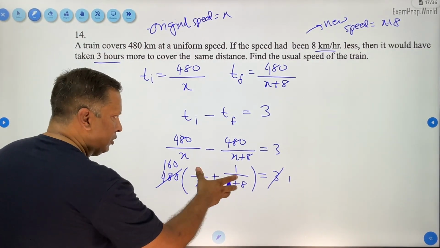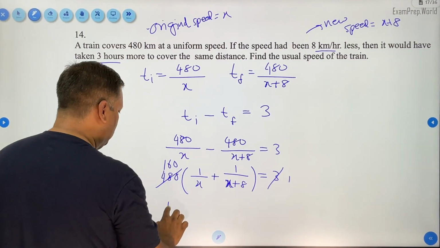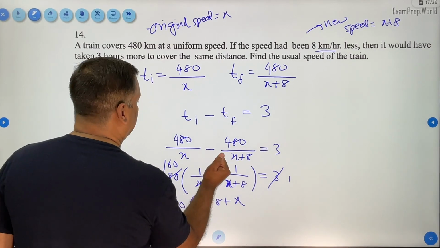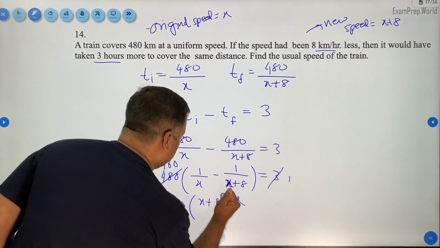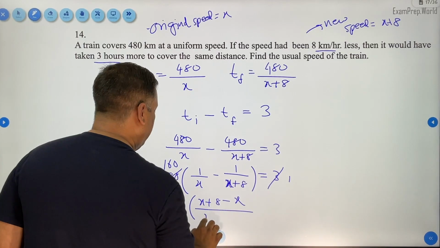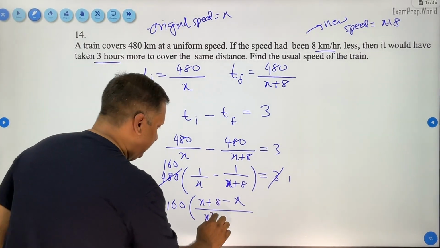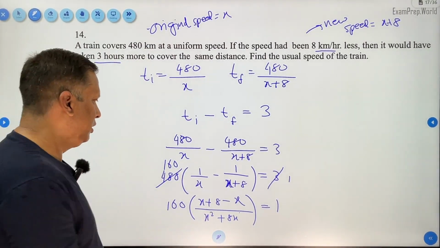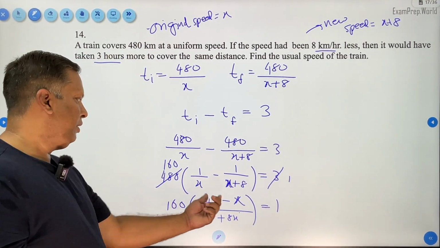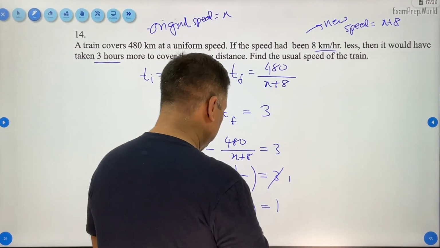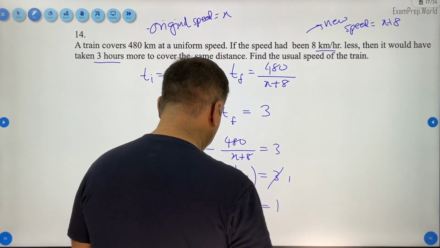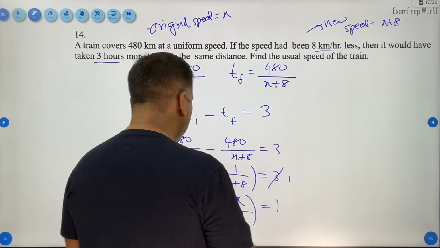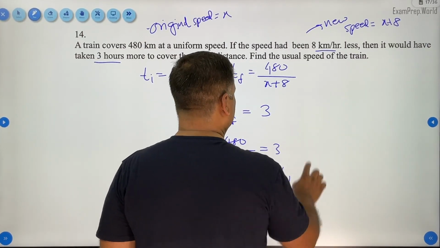Now what do we do here? LCM and cross multiply. So it is 160 times x plus 8 minus x, divided by, multiplying them, x square plus 8x, equals 1. From here, cancel this positive and negative x. 160 times 8 is how much? 1280.